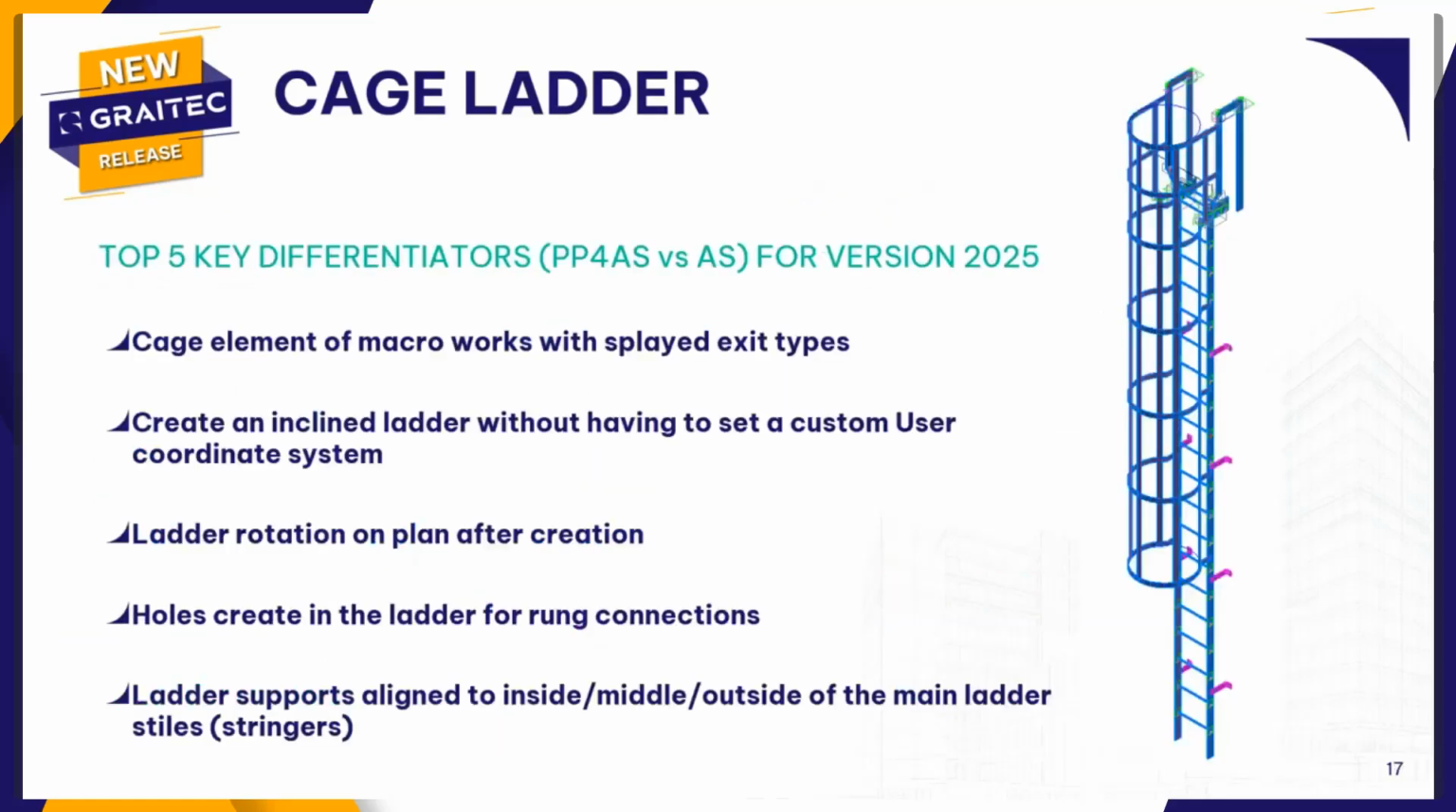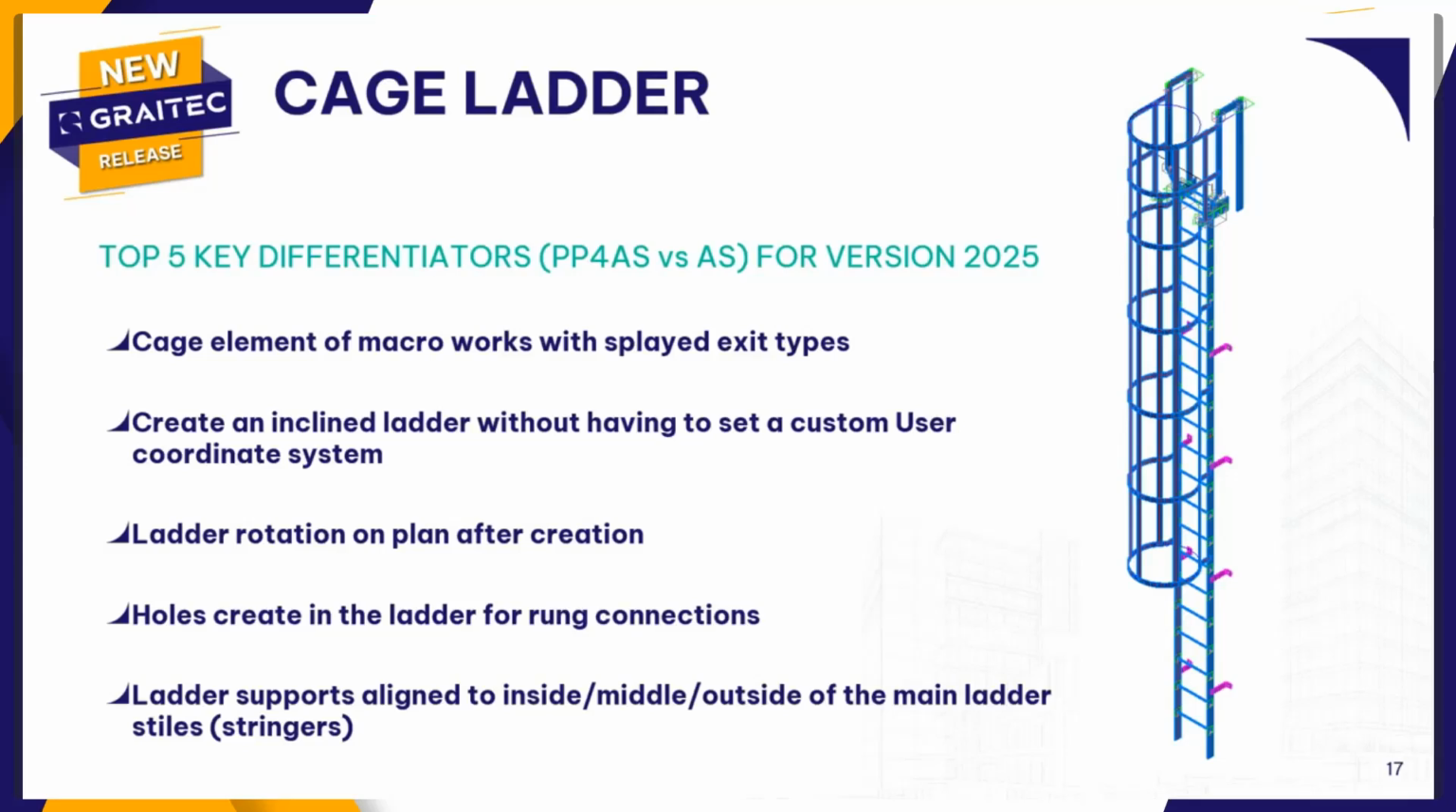We have created our own PowerPack cage ladder macro because we know that there are some missing functionalities in the current macro of Advanced Steel, and we integrated those in our macro. So the top 5 differentiators between the PowerPack for Advanced Steel and the Advanced Steel cage ladder macro are: the cage element of the macro works with split exit types. Advanced Steel does not do this, so you have to manually create it.